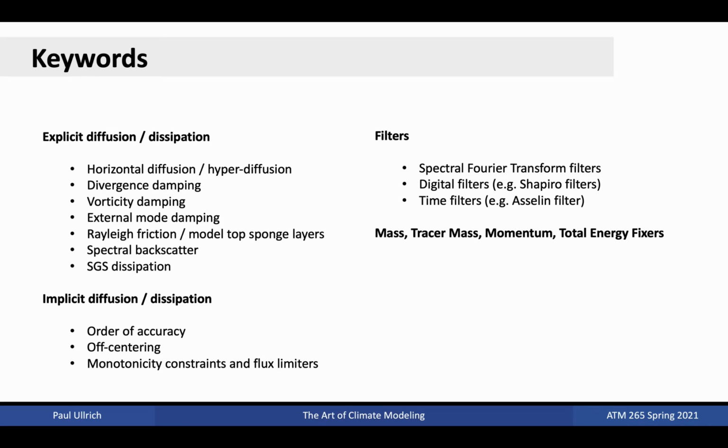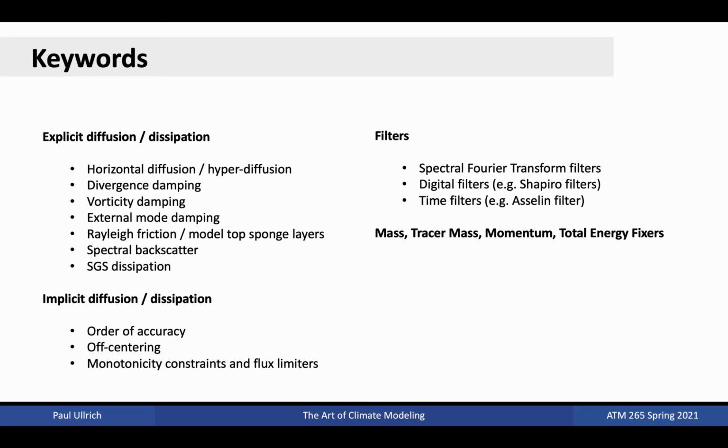When reading over technical papers or documentation describing the implementation of these schemes, you may come across some of these terms that refer to artificial diffusion in the model. When it comes to explicit diffusion or dissipation, you might see reference to these terms: horizontal diffusion or hyperdiffusion, divergence damping, vorticity damping, external mode damping, Rayleigh friction or model top sponge layers, spectral backscatter schemes, or SGS dissipation.